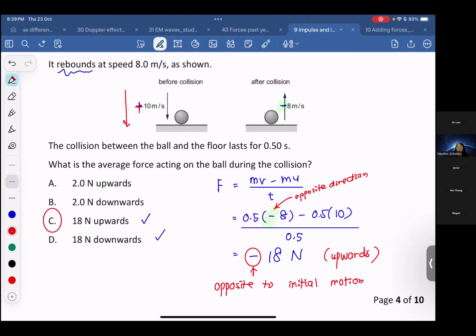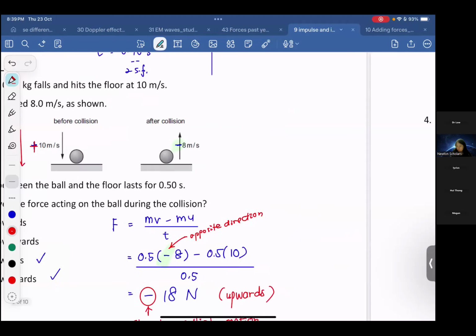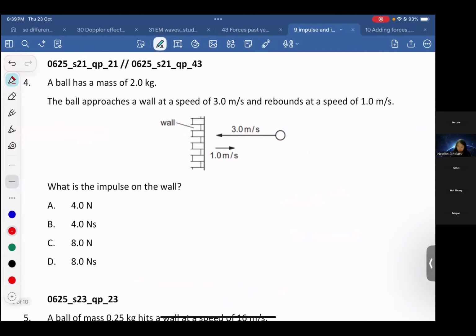Is that clear, dear? Yes or no? Yes or no? Is it okay? Megan, okay? Teresa? Huy Thông, okay? Okay, then we proceed to the next page number 5. Okay, Licious, okay?